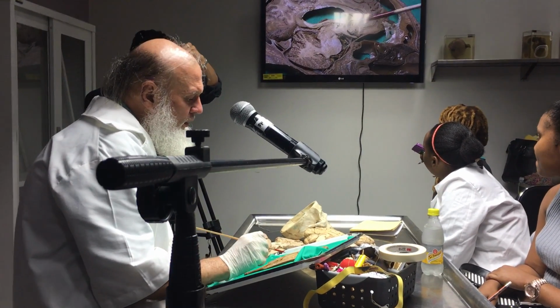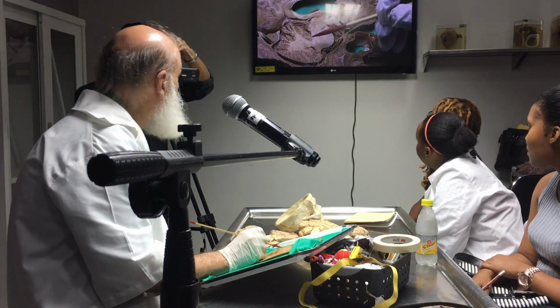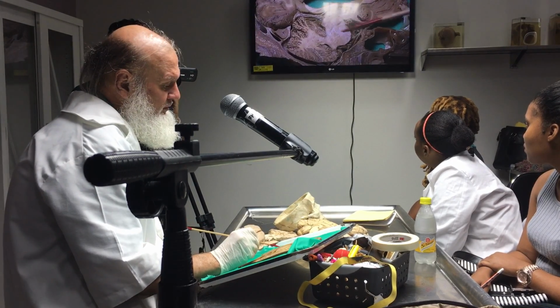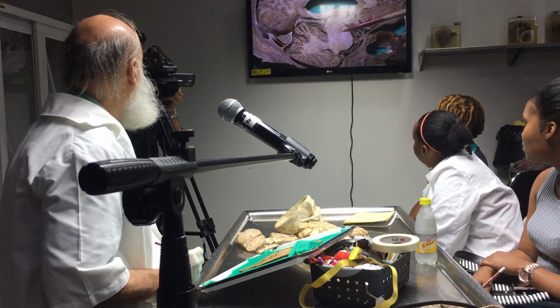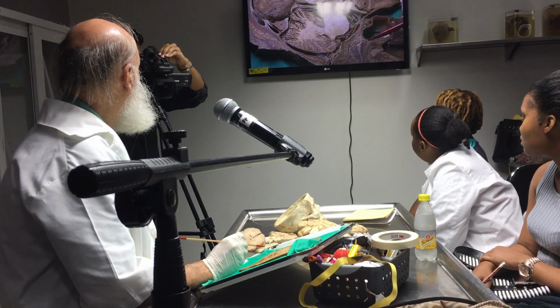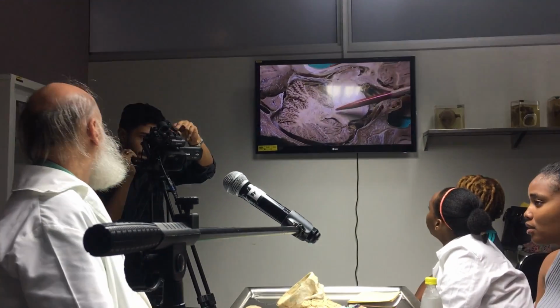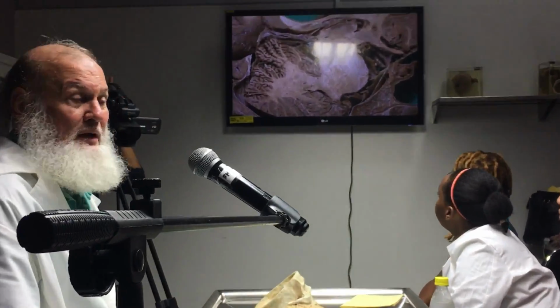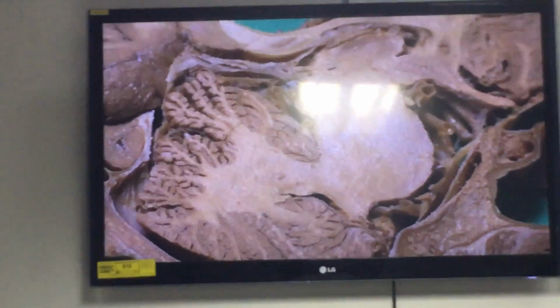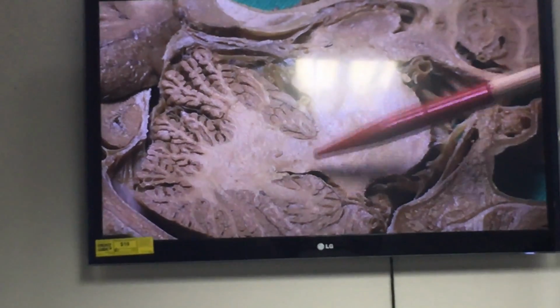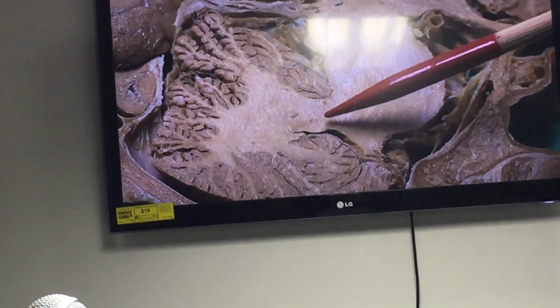Here we can see the what? What is this structure right here, for example? Let's start with this. What is that? What is this? I heard you. So that's the middle cerebellar peduncle. You see it very, very large here, the middle cerebellar peduncle right here.